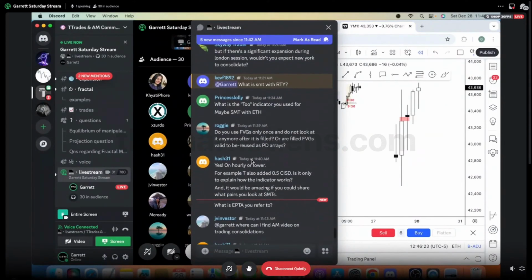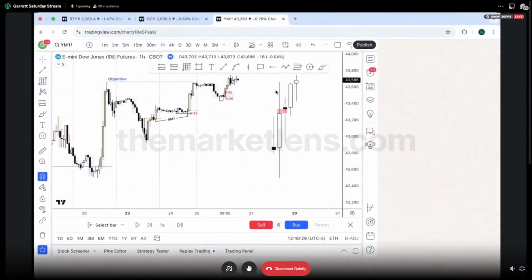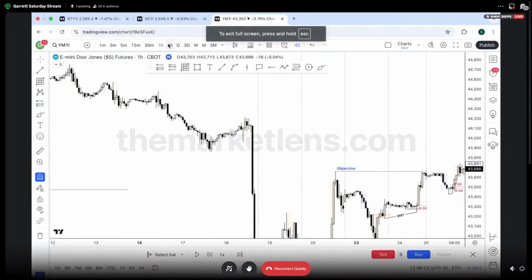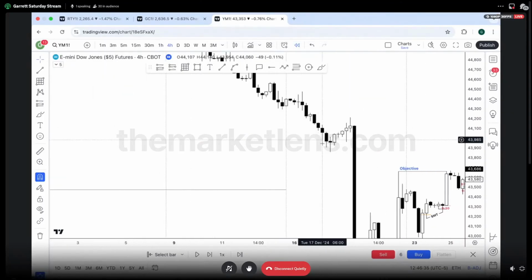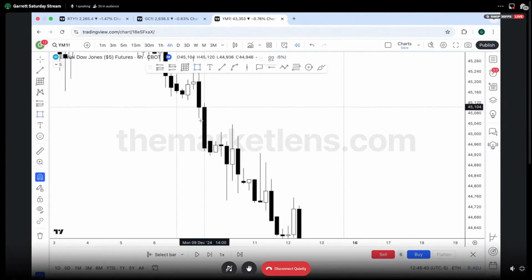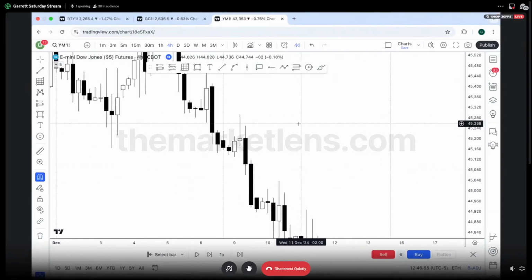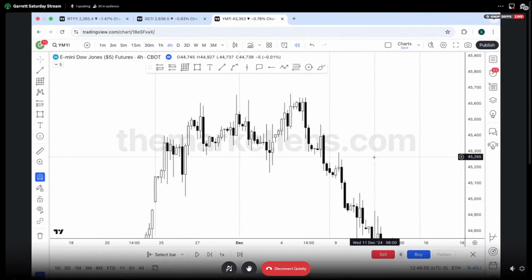Do you use fair value gaps only once, or do you look? Yeah, I know what you mean. If you ever look at a manipulation inside of a fair value gap, that's always cool. Let's say a swing high for this example. This is always an added influence, right? You have this manipulation swing point form inside of a fair value gap because essentially this portion of the fair value gap is not filled. So yeah, it's a good added influence for sure. But it's not totally necessary.